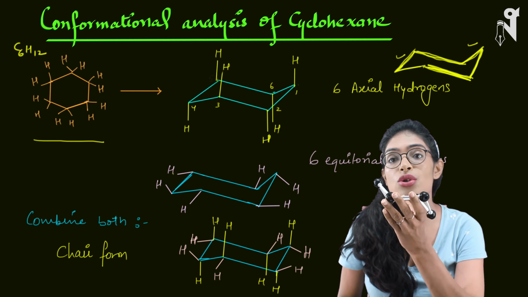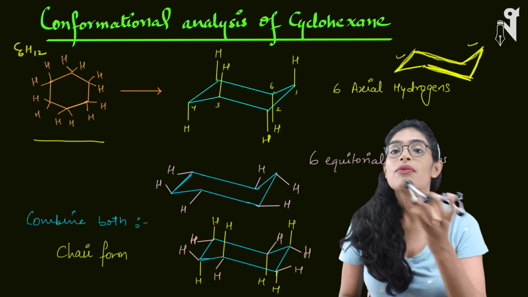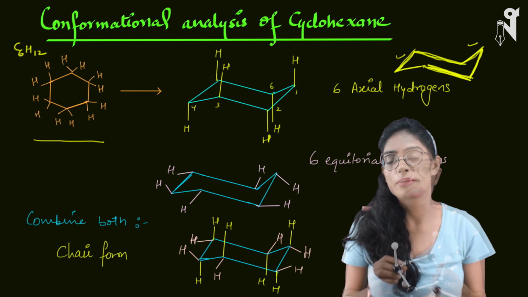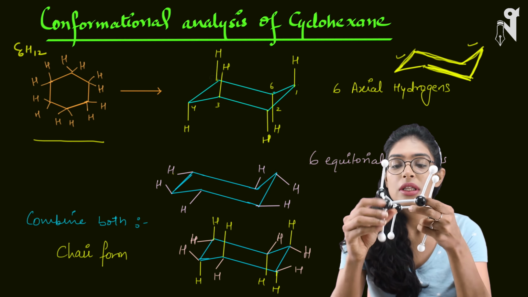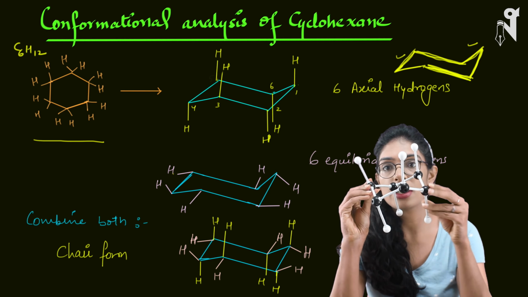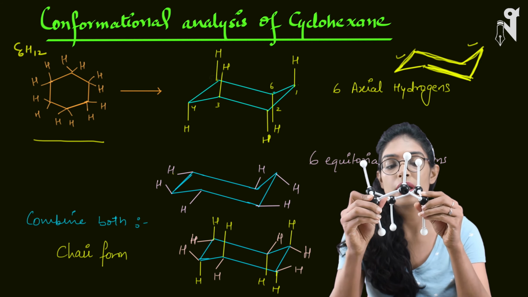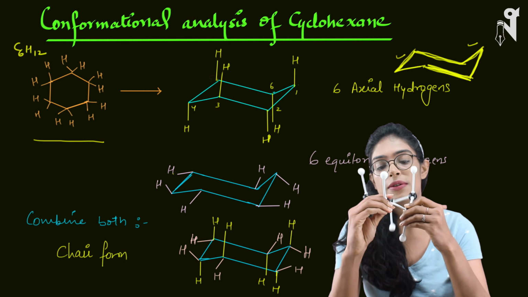Let me show you the structure on a 3-dimensional model. I have drawn it already, but how does it actually look? I'll show you here. Okay, so let's see. This is the cyclohexane which I had shown you just now. This is my leg rest. Okay, let me just rearrange it a bit.